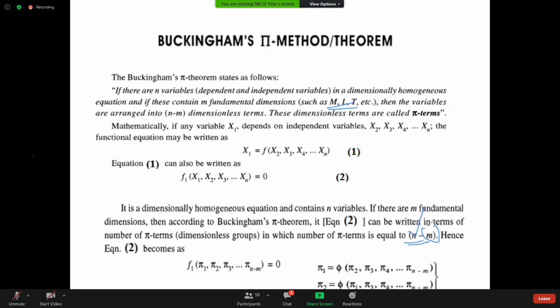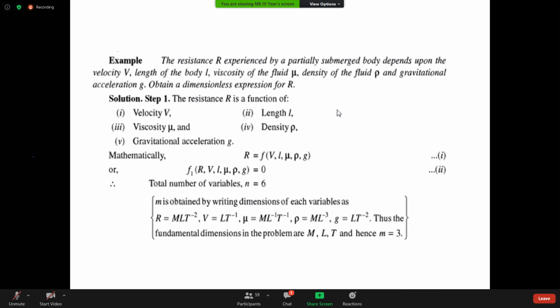m is nothing but the number of fundamental dimensions. Among these variables, MLT is there, or MLT theta is there. That is important. So here V, velocity, length, viscosity, density, and G. We did not get any temperature-based quantity here. Even resistance is nothing but a force, so here also we did not get any temperature. So the number of fundamental dimensions is 3. m is equal to 3.